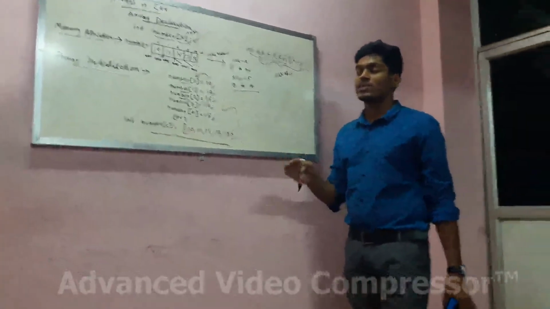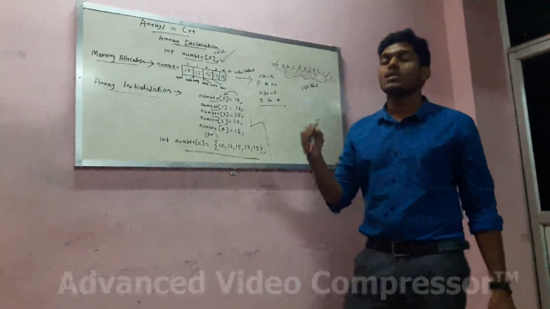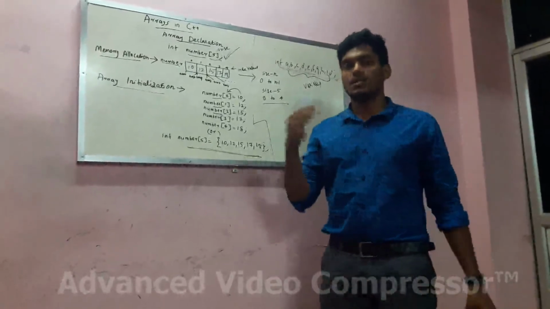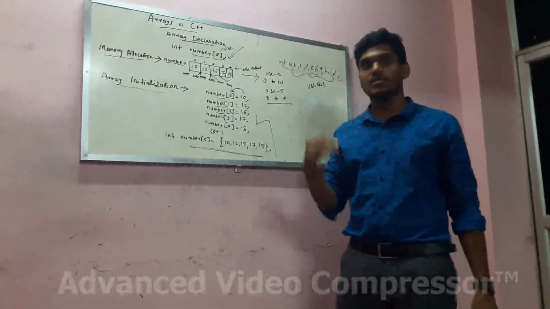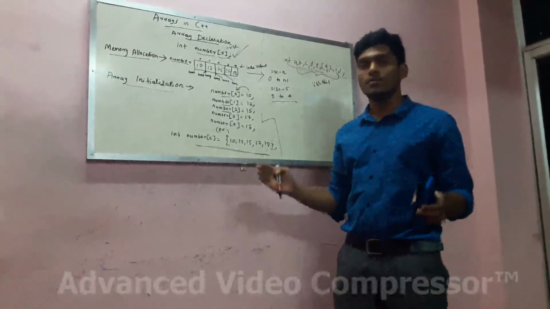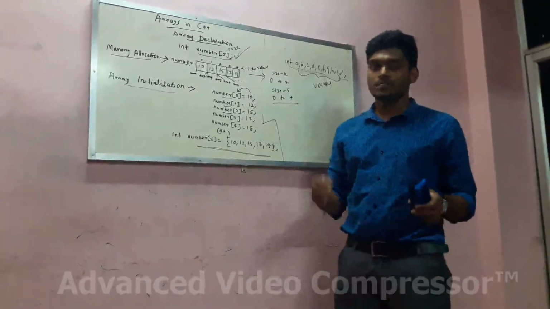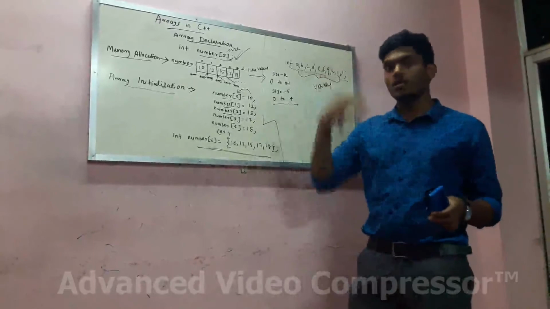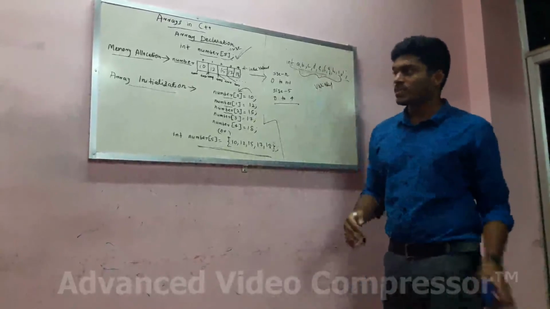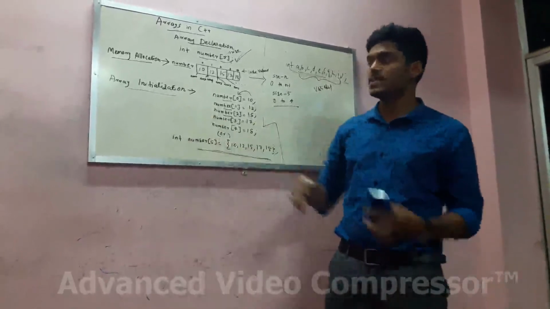If you are reducing the number of lines in a program, automatically the time to run the program will get reduced, so that we can execute the program much faster than a program which has a large number of lines. So this is how we are initializing an array.